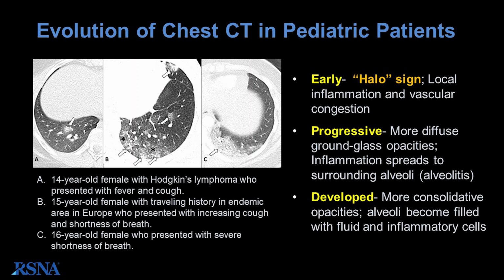The figure on the slide demonstrates these findings. Figure A, in a 14-year-old patient, shows an early halo sign with a subtle rim of ground glass. In figure B, there are still some small consolidations, but there's more diffuse ground glass opacity in the surrounding lung parenchyma. Finally, in figure C, you can see a more consolidated, evolved state of infection.